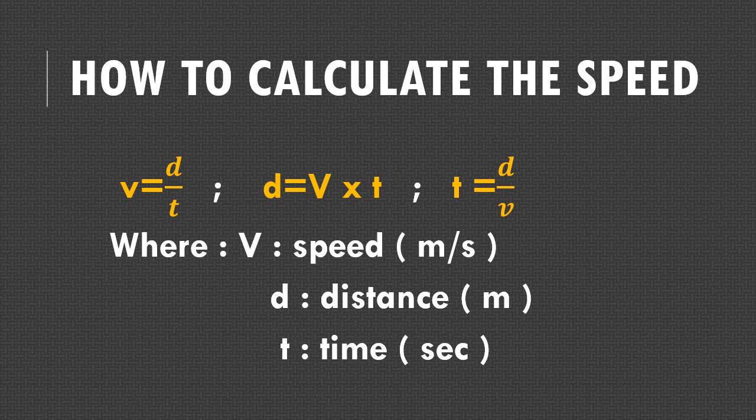V is the symbol of the speed and it is expressed in meter per second, while D is the symbol of distance and it is expressed in meter. Finally, t is the time, and the unit of time is second.